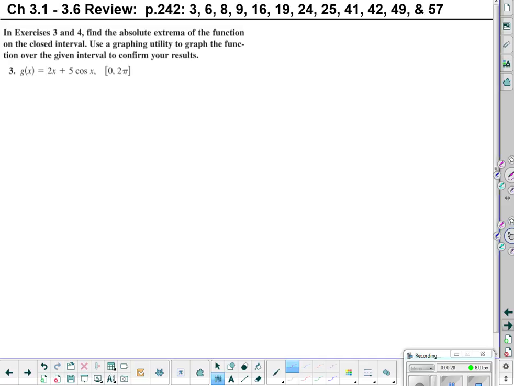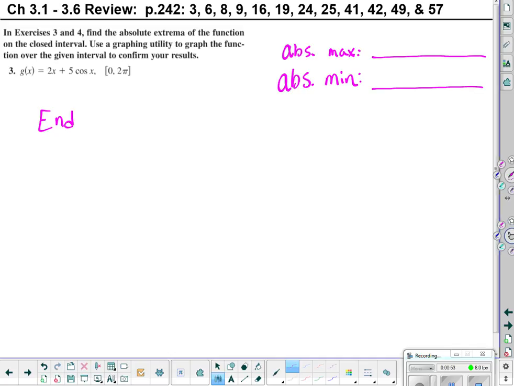The first one talks about looking for absolute extreme values. So we want to find the absolute maximum, and I'll probably write that as an ordered pair, and the absolute minimum. And we'll get an ordered pair for that. If you recall, there are two categories from which the absolute max can occur. One of them is that we can have absolute extreme points coming from the endpoints.